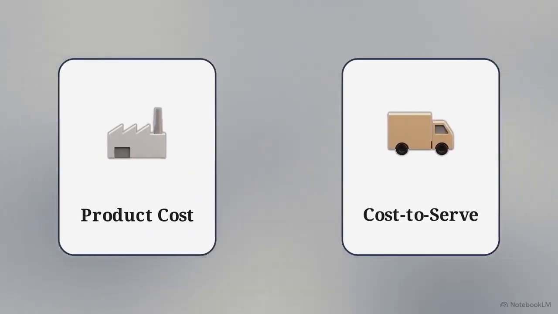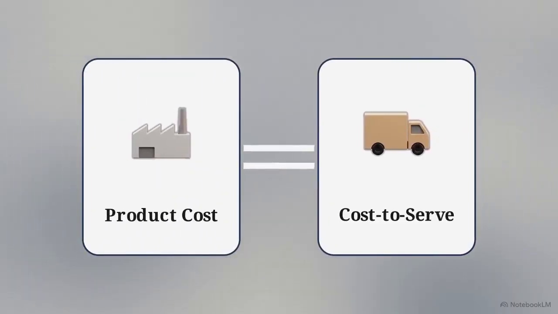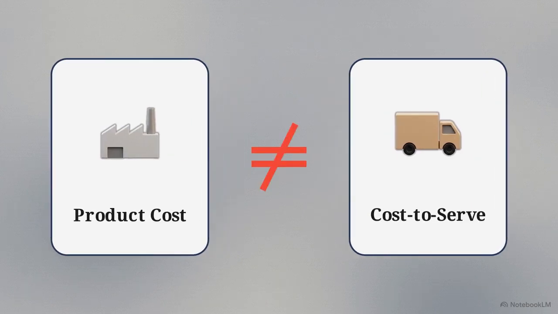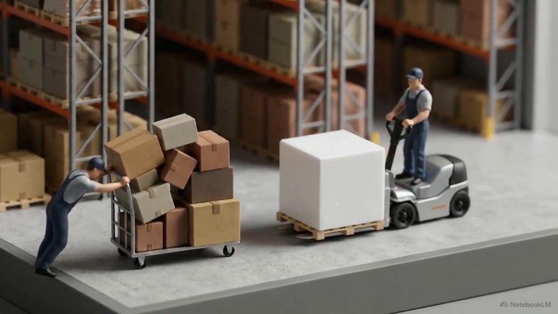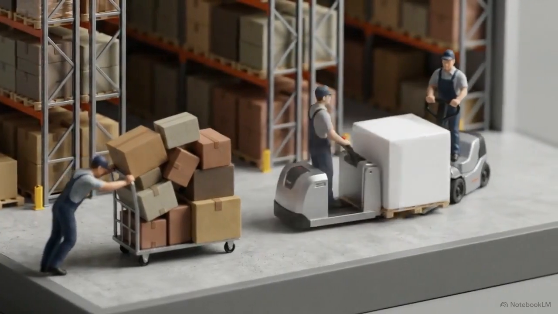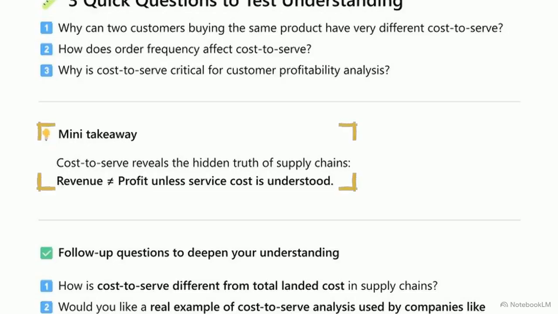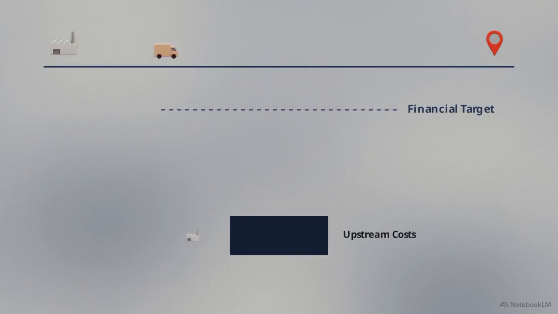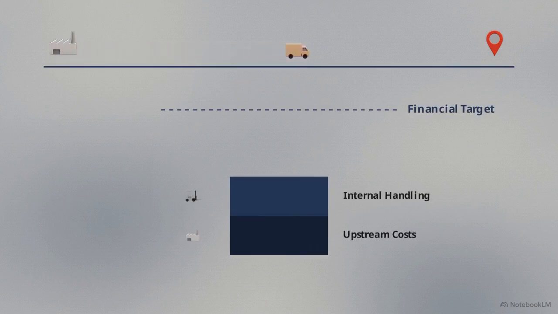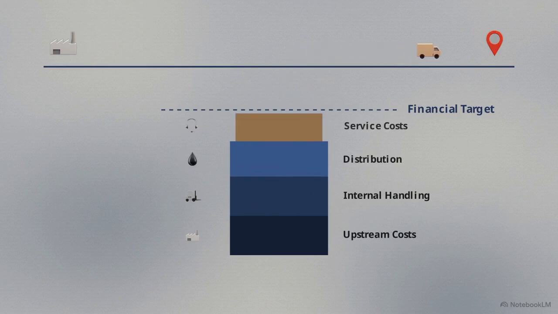The most persistent error in supply chain management is equating cost to serve with the manufacturing cost of the product. They are distinct metrics. Operating under the assumption that all customers should receive the exact same level of service often means that high-maintenance buyers are subsidized by efficient ones. This concluding takeaway block strips the concept down to its absolute core. Revenue does not equal profit unless the specific service cost to acquire that revenue is fully understood. Cost to serve provides the mathematical evidence required to align physical operations with financial targets, ensuring that every delivery is priced according to its actual resource consumption.